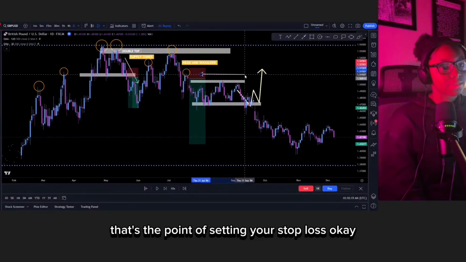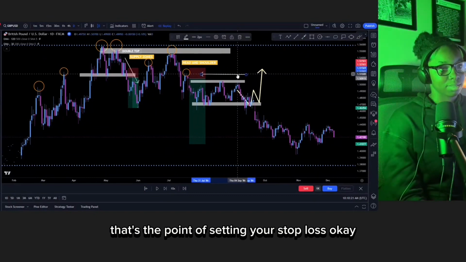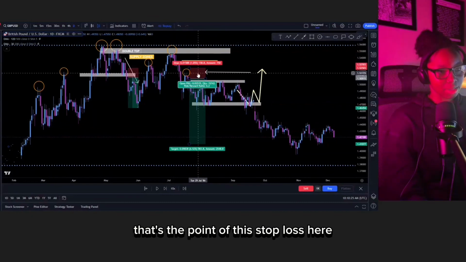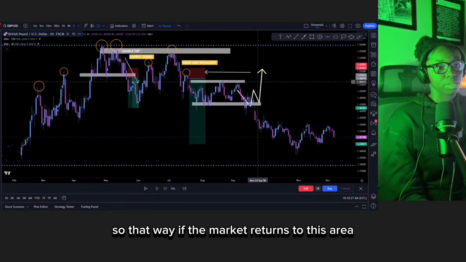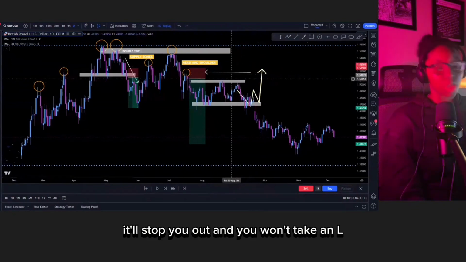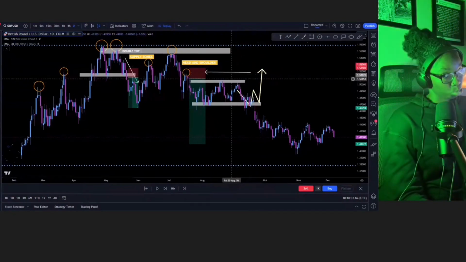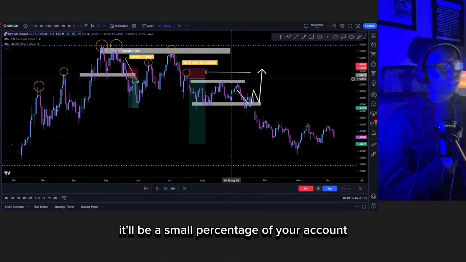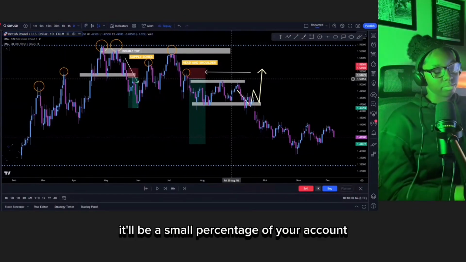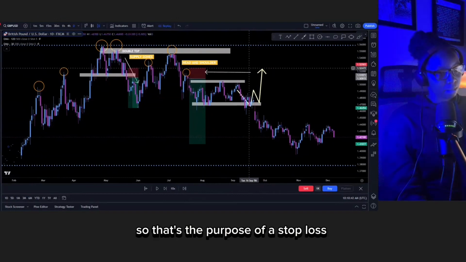But that's the point. That's the point of setting your stop loss, okay? That's the point of this stop loss here. That way, if the market returns to this area, it'll stop you out and you won't take an L. Or if you do, it'll be a small percentage of your account. So that's the purpose of a stop loss.